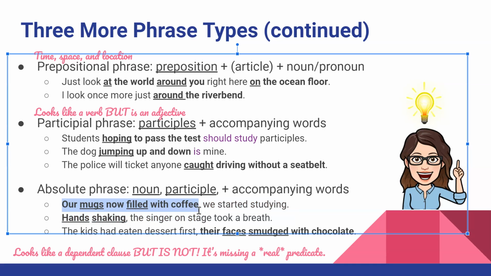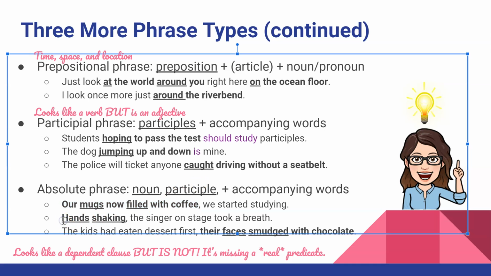Our mugs now filled with coffee, we started studying. Guys, the real independent clause here is we started studying. This chunk at the beginning is an introductory phrase. And in here, we had mugs, noun, filled, participle, because it's describing the mugs. But there's no verb in here, no real verb, no main verb. This is not a dependent clause. It's just a phrase that includes these kinds of words, a phrase that meets this criteria. So it's an absolute phrase.